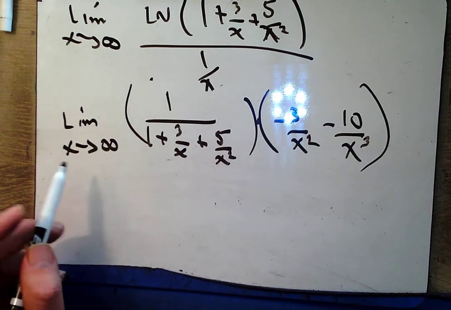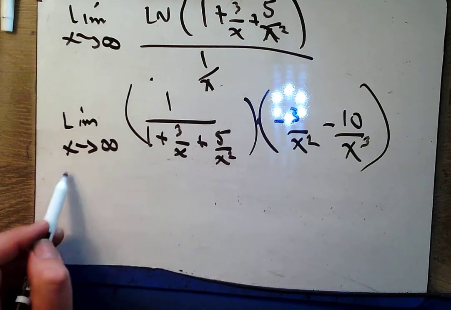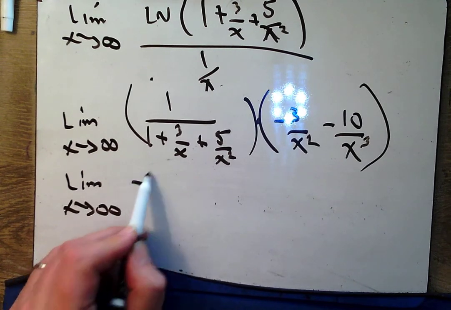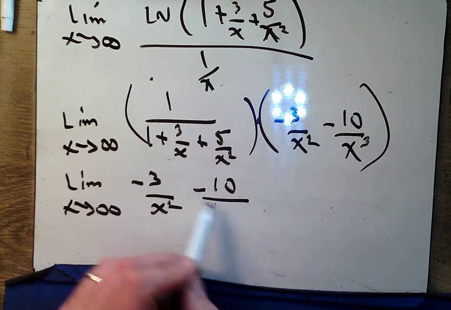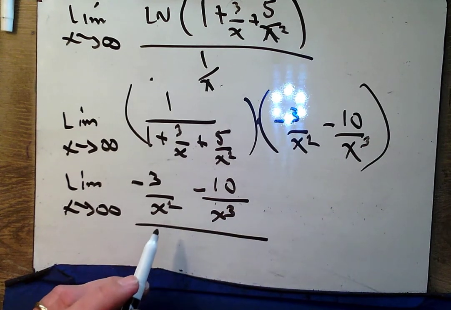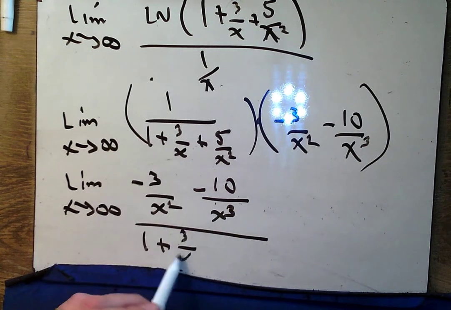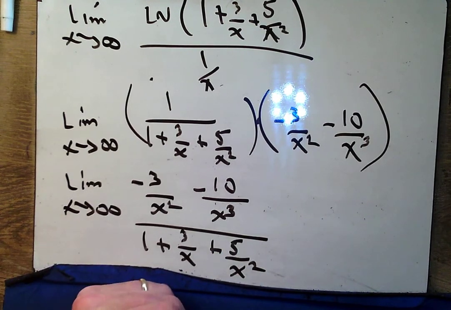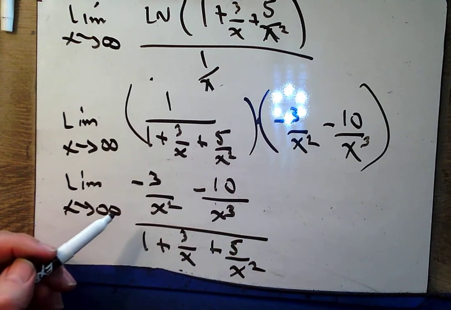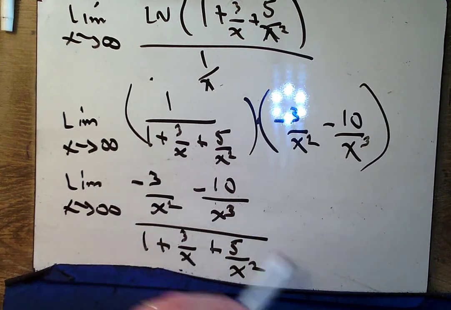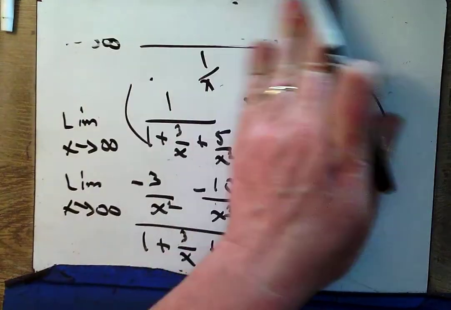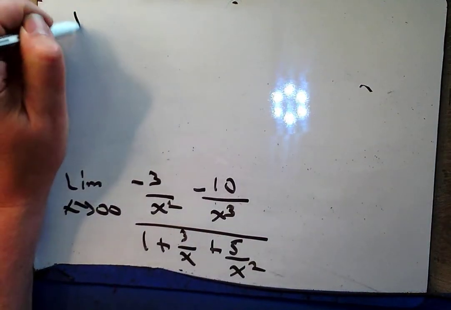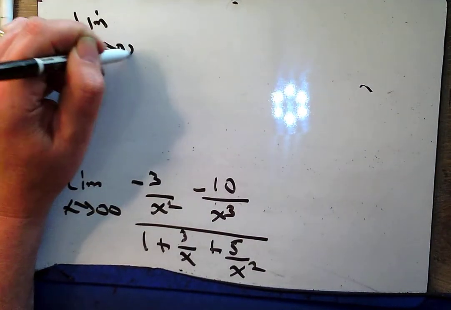So, I think it's time for some algebra. We've got the limit as x heads to infinity of negative 3 over x squared minus 10 over x to the third, over 1 plus 3 over x plus 5 over x squared. Yeah, it really does feel like I should make a common denominator up here and a common denominator down here, and then do a flip and multiply. And suddenly that time that we spent doing complex fractions last year in pre-cal makes a lot more sense.